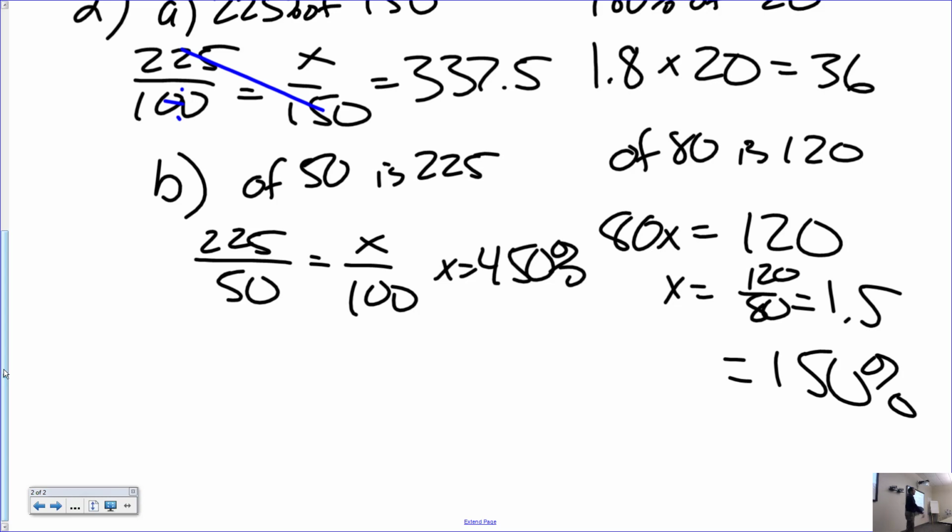I was nice, folks, if you didn't write the percent sign, I just wrote it in for you and gave it to you, didn't worry about it. Sometimes I get picky about that, but I wasn't this time around, just so you know.